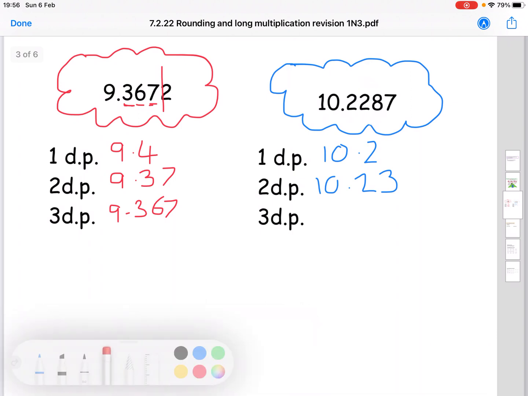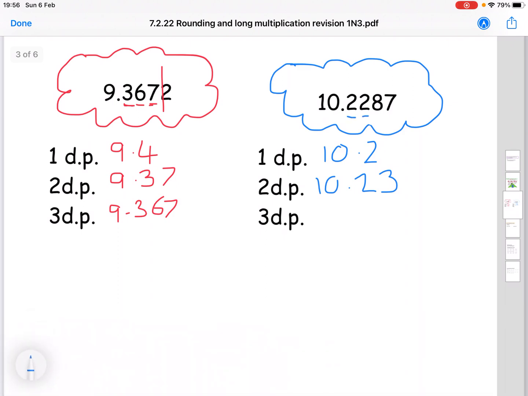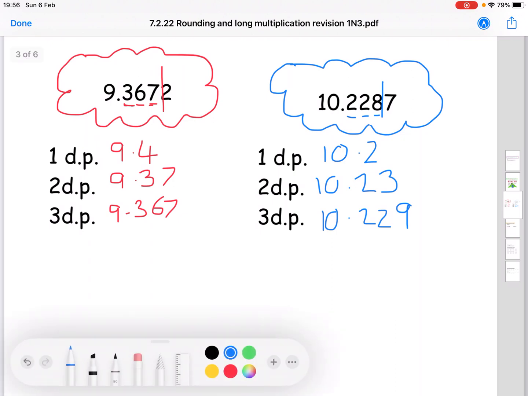And the last example is to do this to 3 decimal places. So 1, 2, 3 numbers along would be the 2 and the 8. Cut off just there. The next number is a 7, so that's going to round that previous number up by 1. So we're going to have 10.229, the 8 will go up to 9. Remember, it is only the previous number that rounds up or gets left as it is. So it's only that last number that I've underlined in the way that I've set out these examples.